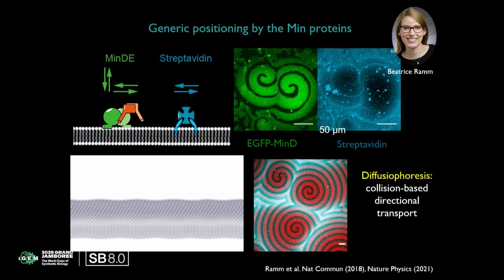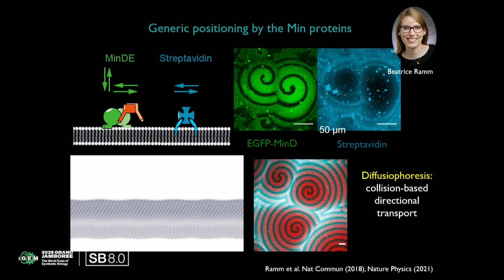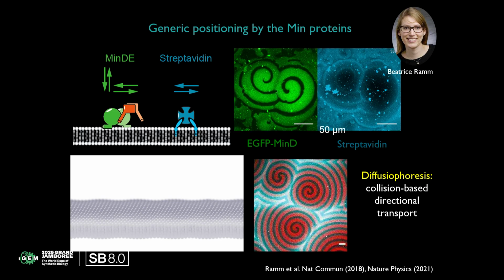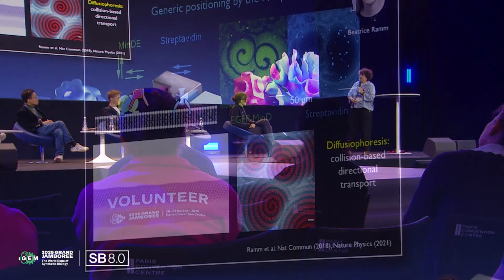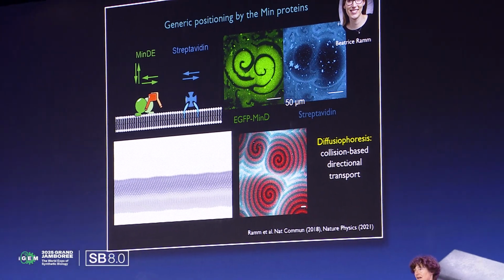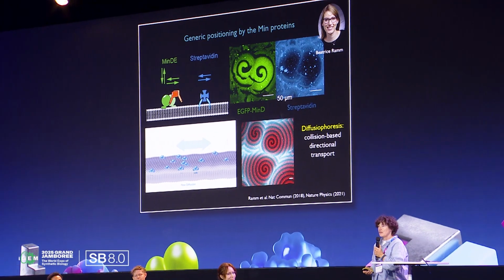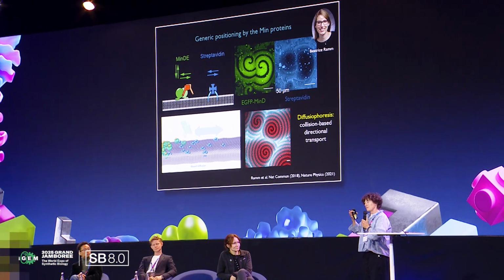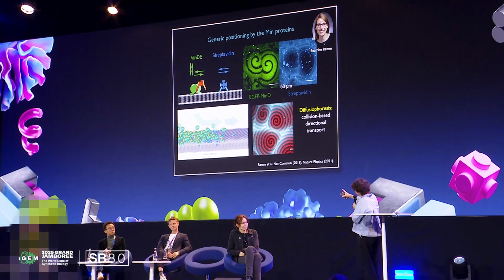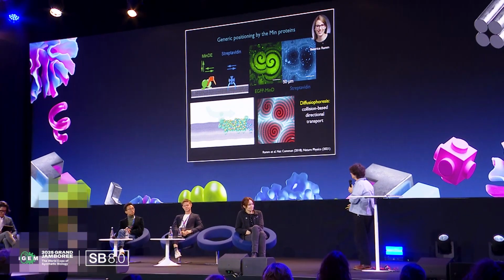Even more, these Min proteins do not only position FtsZ on a membrane, they position nearly everything that can diffuse in the membrane. And if I say everything, I mean even non-biological molecules. So as soon as you have a molecule that is diffusing on a membrane, like it's anchored to the membrane, you can basically push it away and form patterns of it with the Min proteins. And this is by a process called diffusophoresis. It's basically meaning that the massive binding of these Min proteins to the membrane, as you can see in the cartoon in the left corner, you have something like a diffusional ratchet on the membrane.